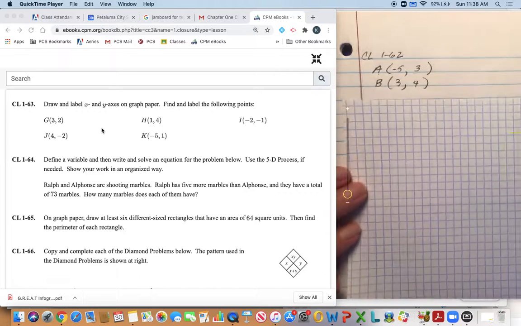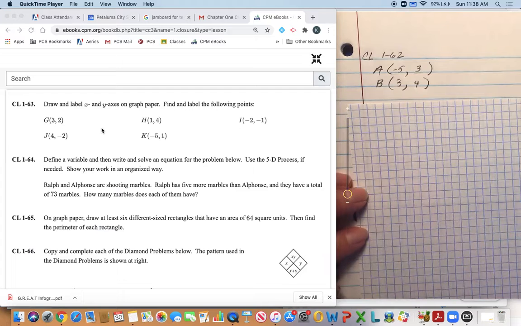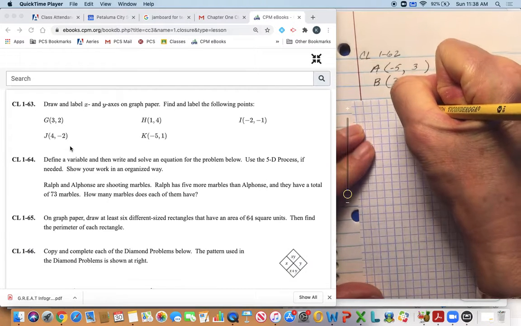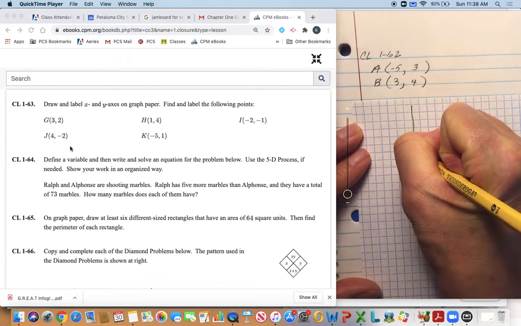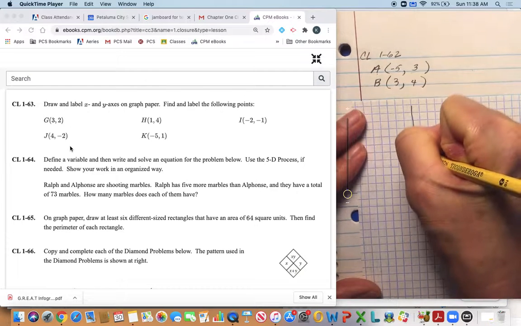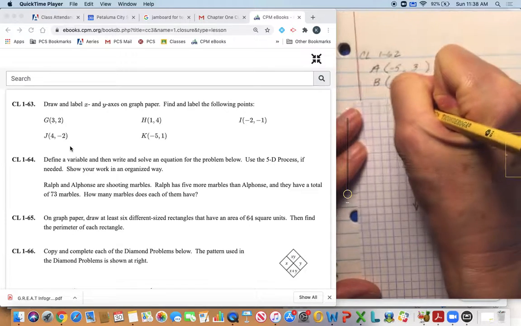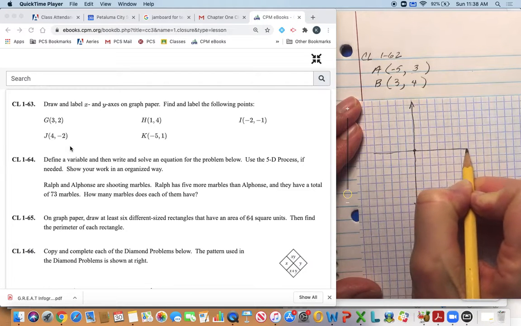So usually what I do is I just figure out how big does the graph have to be. So let's look at these numbers. 3, 2, 4, 5. So it looks like the biggest number is 5. So I'm just going to make sure that my graph has 5 up. So that's where I'm going to make my origin and enough room down. So there. And then 5 this way and 5 that way.